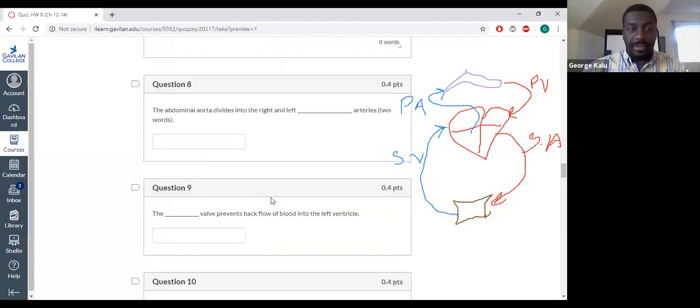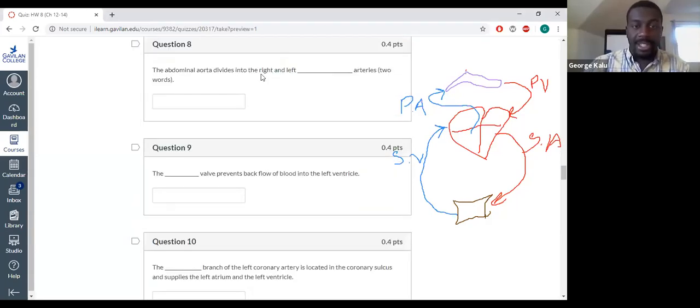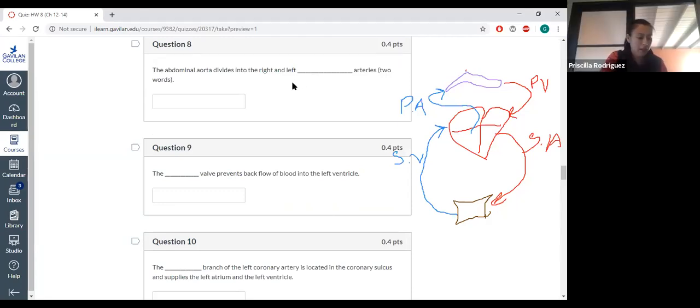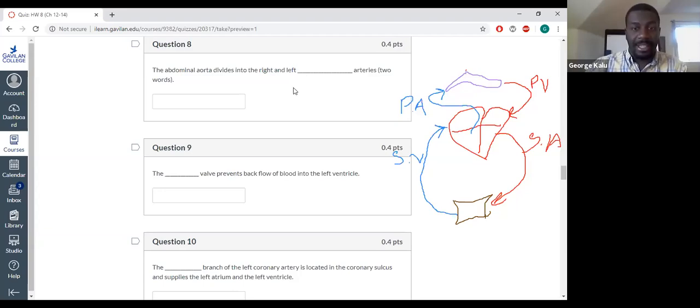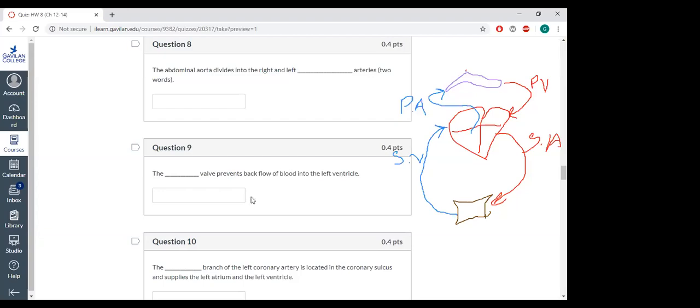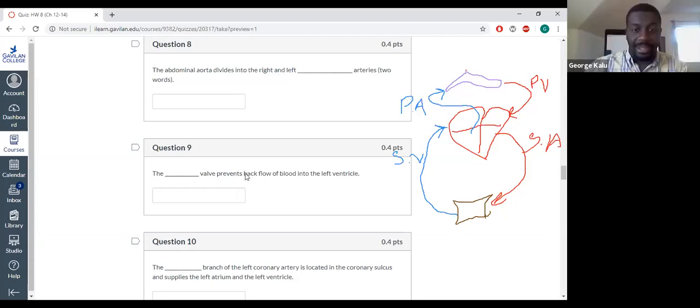So number 8, the abdominal aorta divides into the right and left blank arteries. What are we looking at there? The common iliac arteries. Perfect. Number 9, the blank valve prevents backflow of blood into the left ventricle. The aortic valve, right? So the aortic valve is going to prevent blood from flowing back into the left ventricle. Perfect.